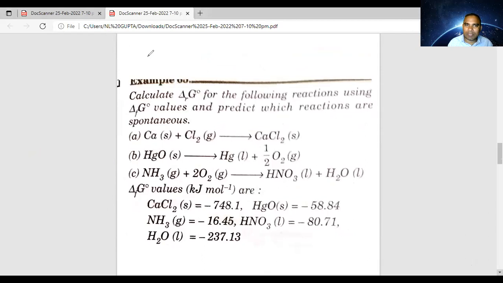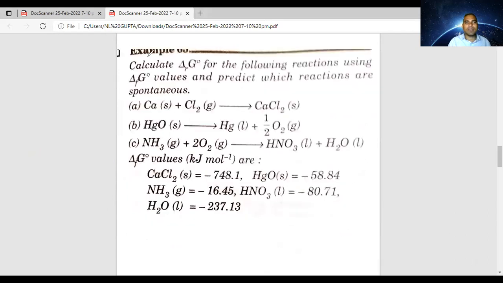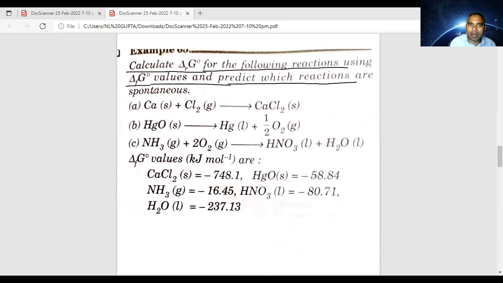See, one more problem is there. Can we solve this problem? Okay, so if you see this problem, quite a good problem. Here they are saying: calculate delta G naught for the reaction for the following reactions using delta Fg naught values. Predict whether the reactions are spontaneous. They are asking whether the reaction is spontaneous or not. If the value is coming negative, then the reaction will be spontaneous. This type of problem is asked in the NEET or JEE exams.